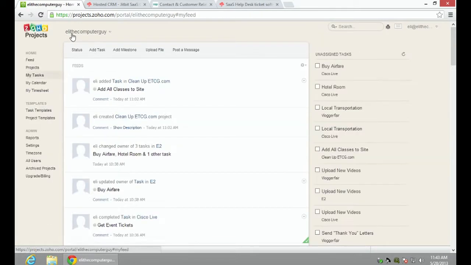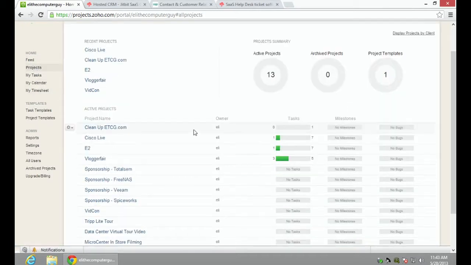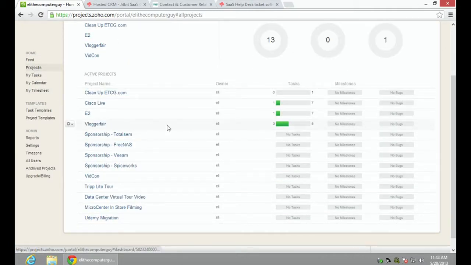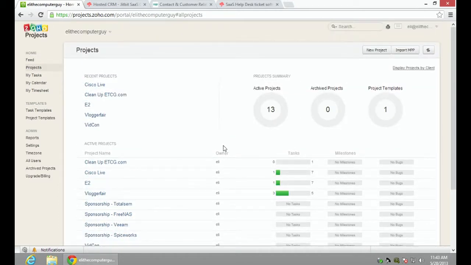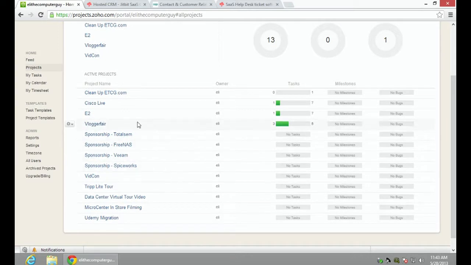So I can go to the dashboard, I can go to the projects, and all in this one place I can see what's going on. So Flogger Fair, I can see almost all my tasks are completed. Basically, all of this is just sitting there in that one nice dashboard so I don't forget about it. Because I've just started using this software like yesterday, and this is already what's in here. So this list will probably be triple the size by the end of the week.